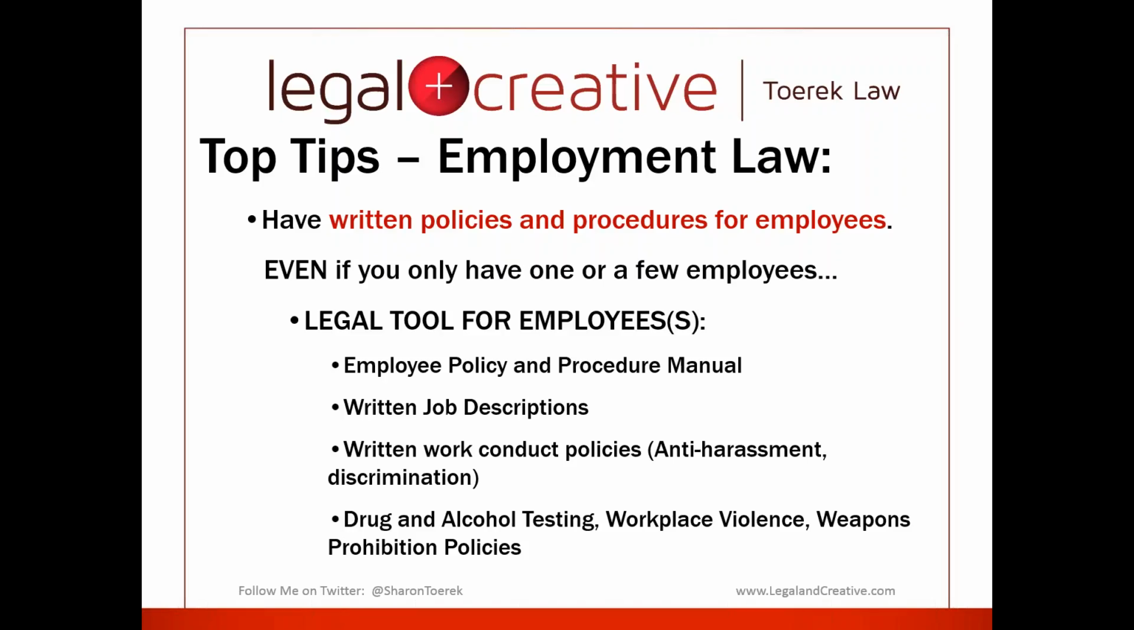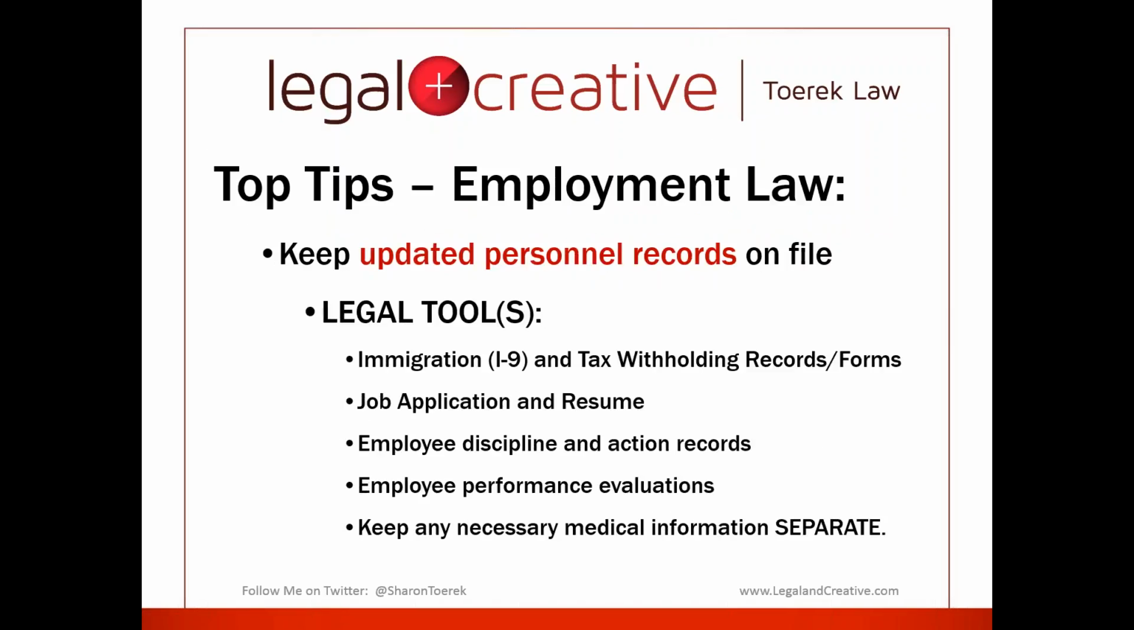Weapons prohibition. Things like these are things you have to think about on a case-by-case basis, depending upon what kind of business you have, whether you deal with the public, whether your workers are remote or virtual, or actually come to an office or a factory or a store. But at a minimum, you want to start with your policy and procedure manual and then sprinkle in these other things depending upon your circumstances.